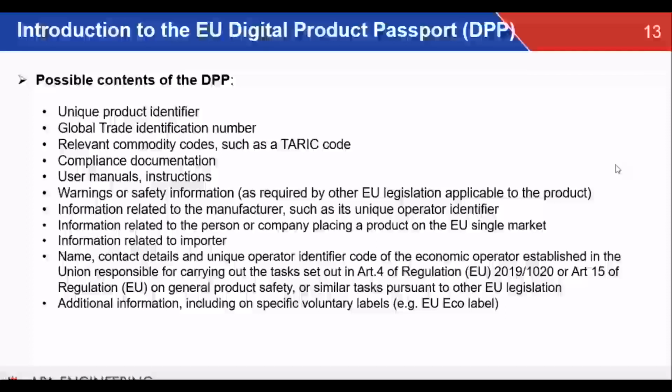So yeah, you can see unique product identifier, global trade identification number, relevant commodity codes such as the tariff code, compliance documentation, user manuals, instructions, warning or safety information, information related to manufacturer, information related to the person or company placing the product on the EU single market, and information related to importer, etc.